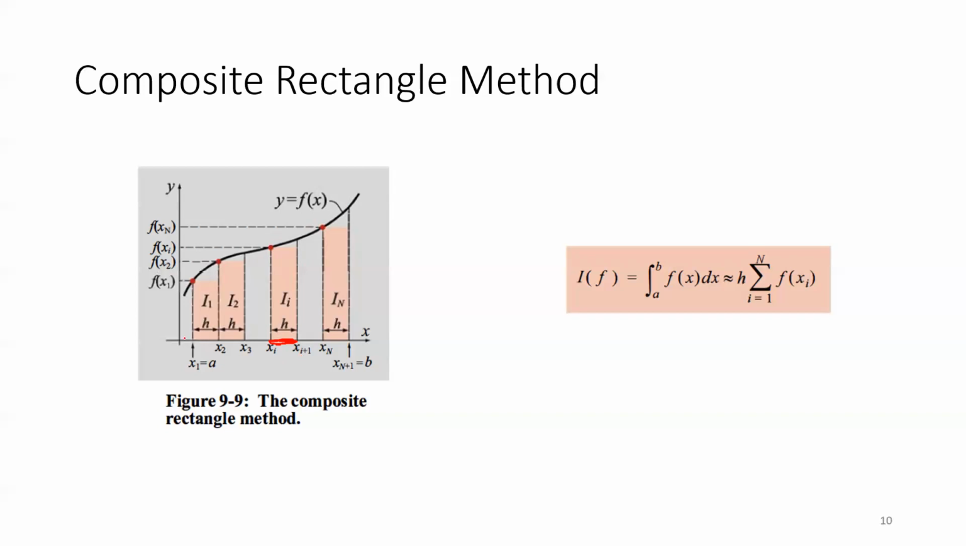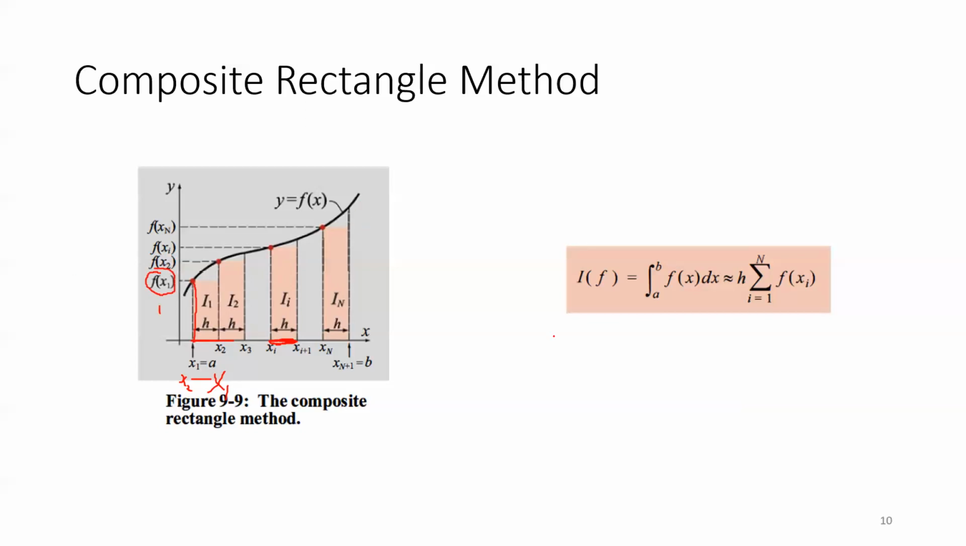So if we have x, let's start with this one. If x1 is a and x2 is x2, what would be that length? It's going to be x2 minus x1, right? And then that's your delta x, and then your delta y is what? Yeah, so it'll be f of x1, this one. This is your y. So therefore, the area is length times width, right?